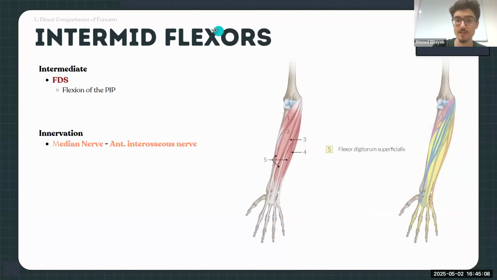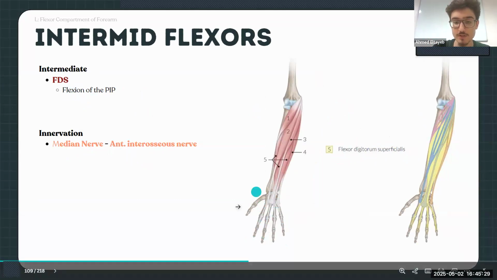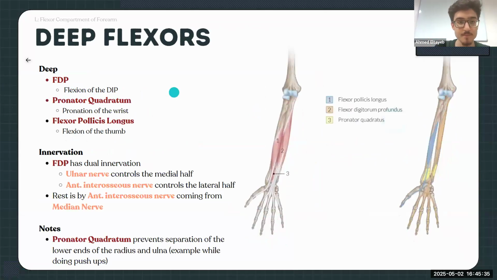At the intermediate flexor layer, we have a muscle called flexor digitorum superficialis, and it's also innervated by the median nerve, by the anterior interosseous branch. What does it do? It's flexion for your digits. Let's think about the name for a second. So digitorum is your digits over here, and it's going to be responsible for flexing them. How? We will talk more about it later.